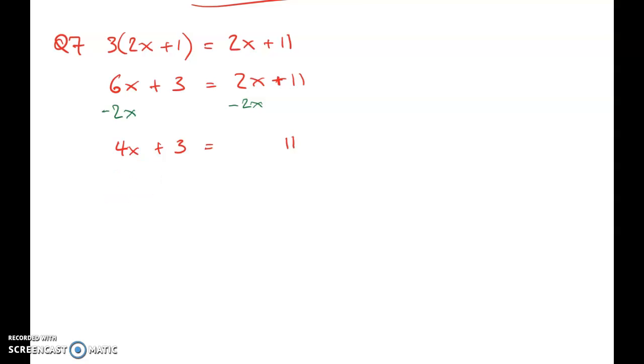Now what else do we want to get rid of? We want to get rid of this plus 3. How do we get rid of plus 3? We take away 3. So when we take away 3, we end up with 4x on one side, and we end up with 8 on the other. Now the final step, do the division. We want to get rid of this multiplier, so we divide by 4, and we end up with the answer of being 2.